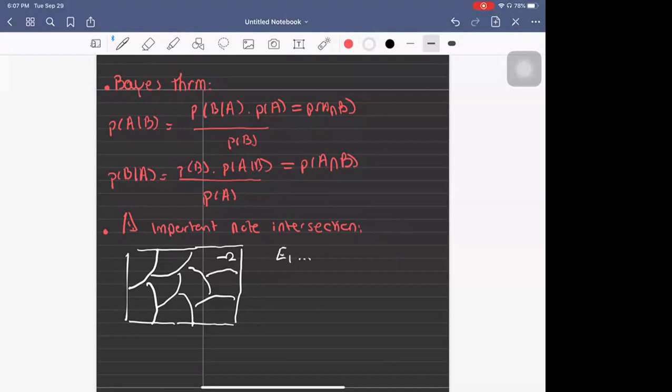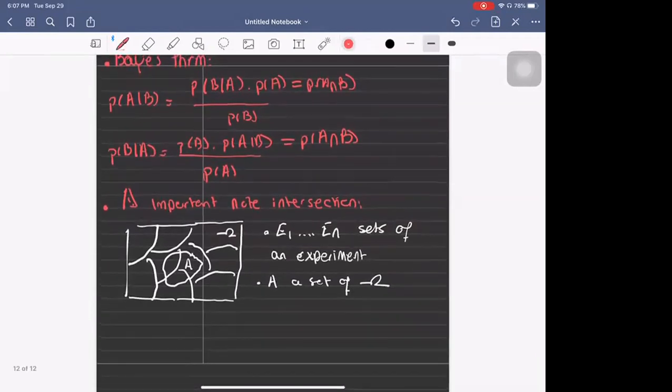So let E1 to EN be sets of a random experiment, if I might add, where omega is the sample space, the set of all possible events that could happen within an experiment. And I'll denote A as this. That's quite important, it will definitely come up in your midterm. Something to notice.